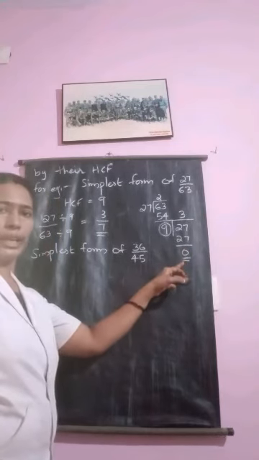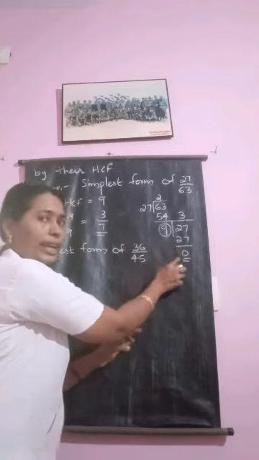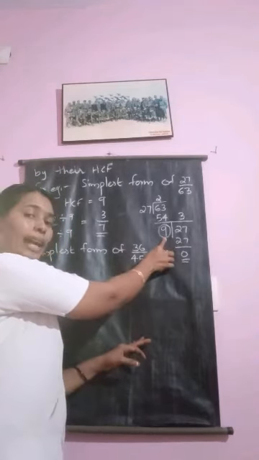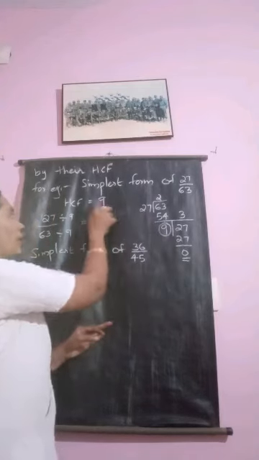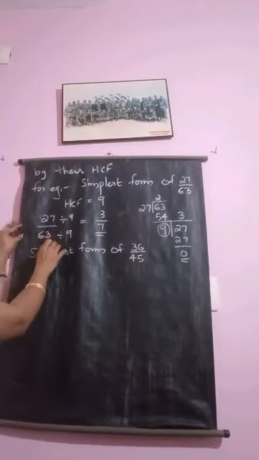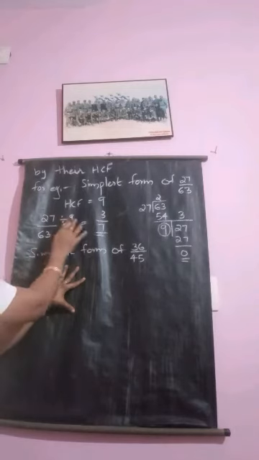After getting remainder 0, think about the divisor at this stage. What divisor is giving 0 to us? Here it is 9. So 9 is called the HCF of these two numbers. So HCF is 9. Now divide both by 9. 27 by 9 is 3. 63 by 9 is 7.